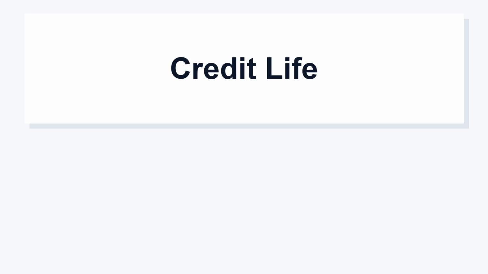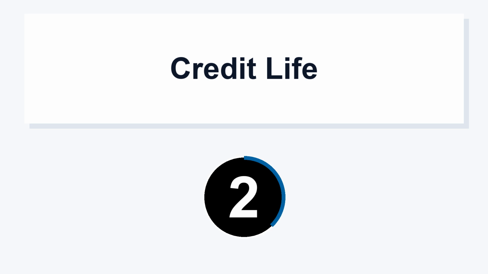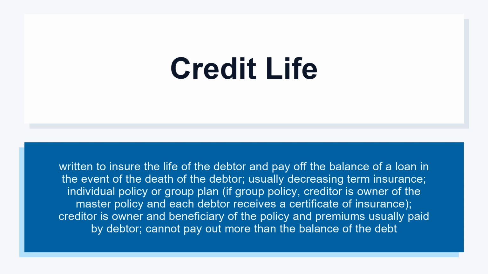Credit life. Written to insure the life of the debtor and pay off the balance of a loan in the event of the death of the debtor, usually decreasing term insurance, individual policy or group plan. If group policy, the creditor is owner of the master policy and each debtor receives a certificate of insurance. Creditor is owner and beneficiary of the policy and premiums usually paid by the debtor, cannot pay out more than the balance of the debt.